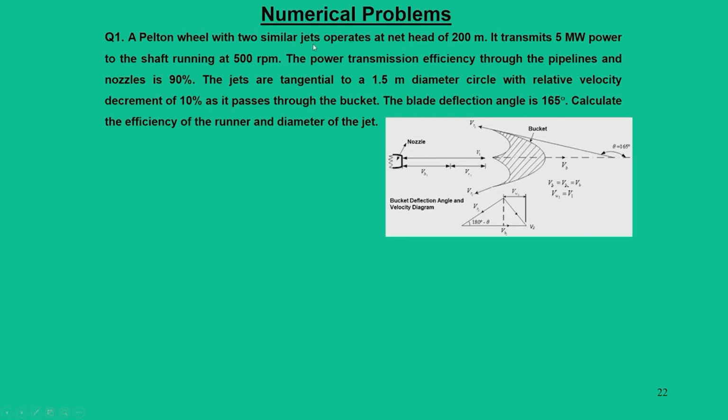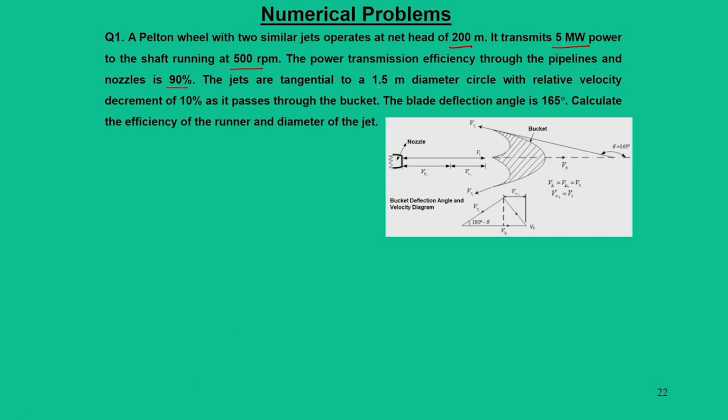So, instead of multi-jet, we say it is a 2 jet, that means N is 2, and it works in a net head of 200 meter. It transmits 5 megawatt power while running a shaft at 500 rpm. The transmission efficiency through the pipeline and nozzle is 90%.